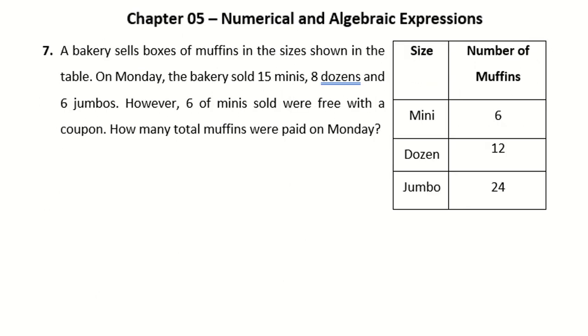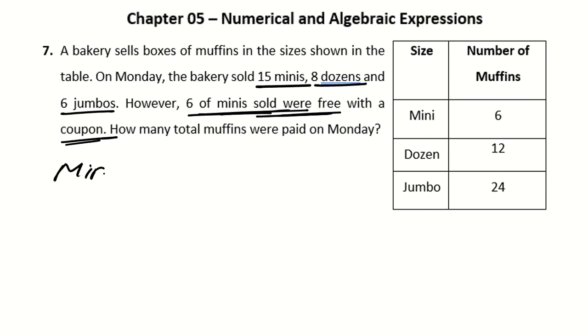Okay. Now another question. A bakery sells boxes of muffins in the sizes shown in the table. On Monday, the bakery sold 15 minis, 8 dozens and 6 jumbos. Just make sure that you read these numbers correctly, okay? However, 6 of the minis sold were free with a coupon. Okay, it means there were 6 minis. They are free of cost. We will not consider them. How many total muffins were paid on Monday?